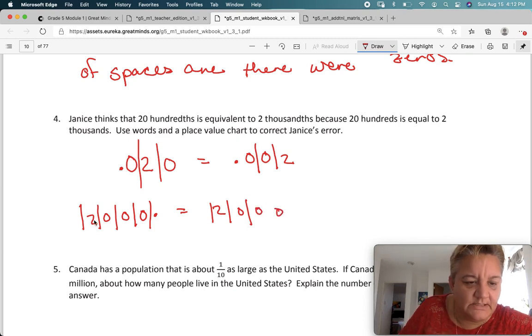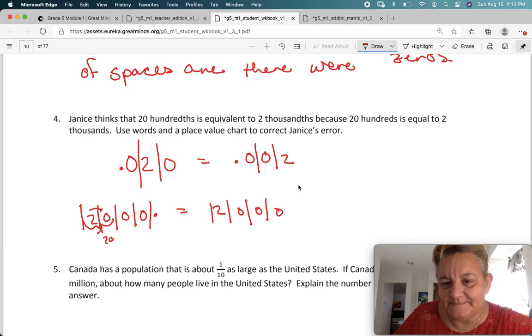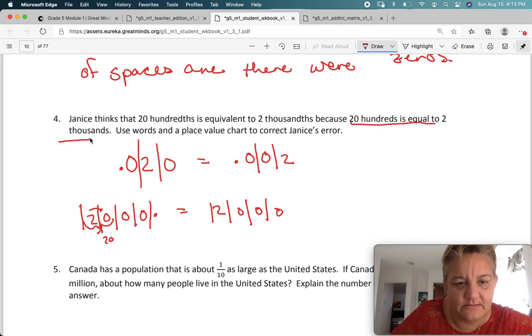All right, so here's 2,000, and here's 2,000, but you could also call this 20 hundredths, right? If you move the 2 here, 20 hundredths. So that's right. This one is correct. But 20 hundredths, which would be here, is not the same as 2 thousandths, is it? Because that would move that over there. Use words in a place value chart to correct Janice's error.